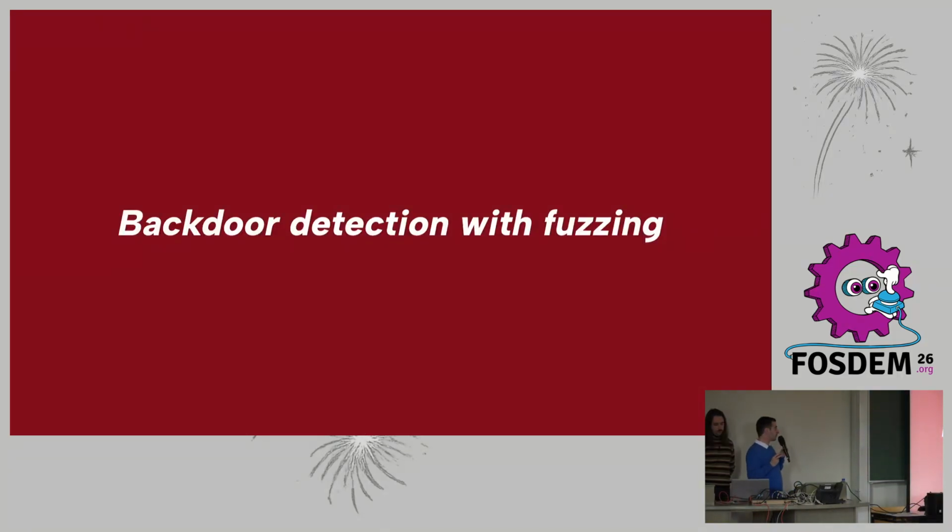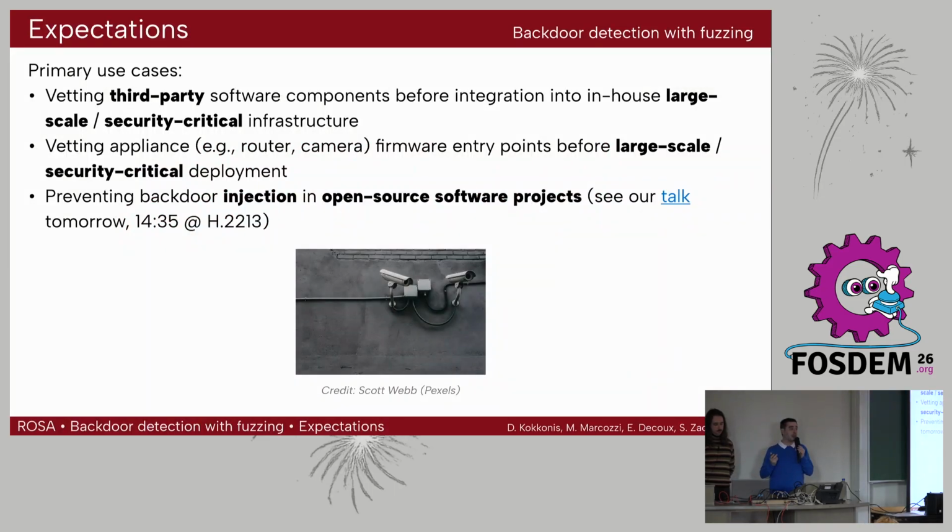So yeah, that was a bit what we meant by backdoors and fuzzing. And now let's discuss our work to try to detect backdoors with fuzzing. When we started this work, the use cases we had in mind were more or less vetting, people willing to vet third-party components like libraries or firmware from routers that they wanted to include in their infrastructure. They want to put the library in their software or a router model in their network stack, and they want to make sure that the software is free of backdoors.